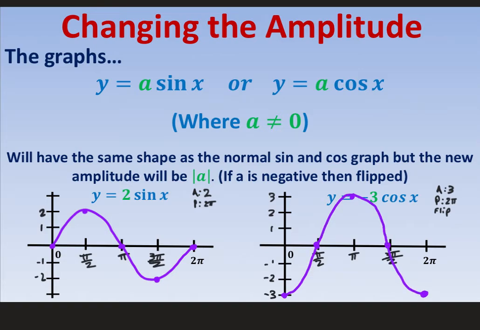So there we go. That's how we change our amplitude. Not too crazy, not too complicated. We just have to look at this a value in front. That tells us how high or how low to make the wave. And then if it's negative, we flip the direction that it starts out in. So this cosine graph, rather than starting up, is now starting down. And it does the same motion, just in an opposite manner.